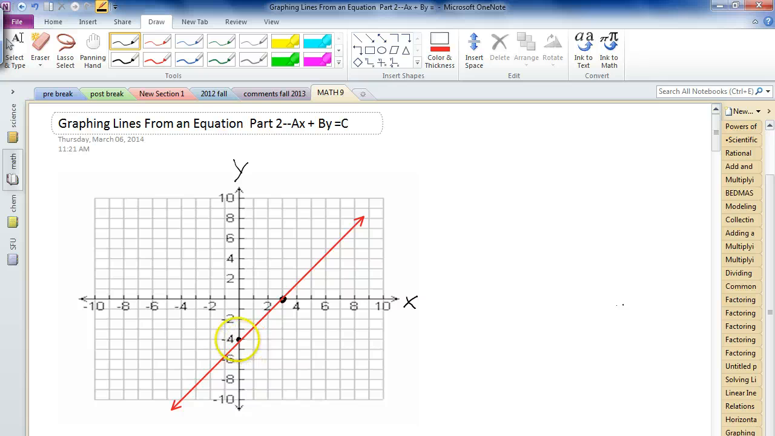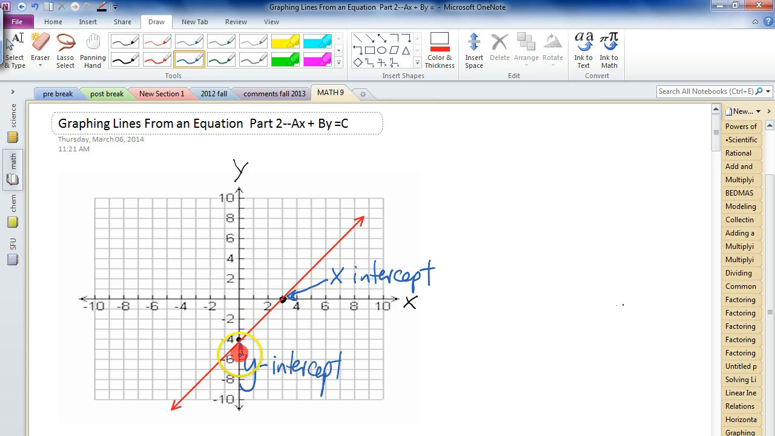So this, like I've told you already, I'll do it in blue, is the y-intercept right there. And this up here is the x-intercept right there. And what's special about these points?